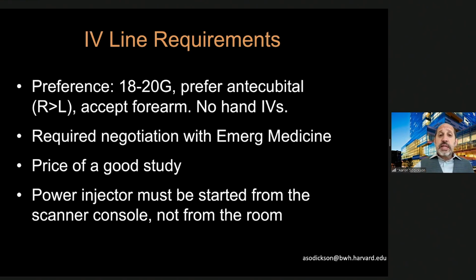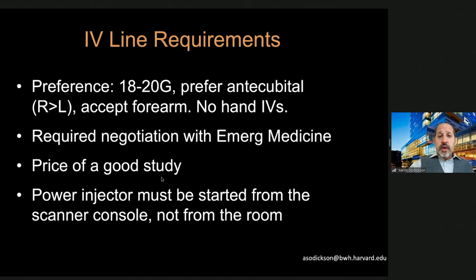We prefer at least an 18 gauge IV. We prefer it in the antecubital vein. We can accept it in the forearm. We do not inject hand IVs because 5 ml a second is just not a good idea there. This required negotiation with emergency medicine. We basically told them, you want a PE CT, you want it to be good, this is the price of a good study.